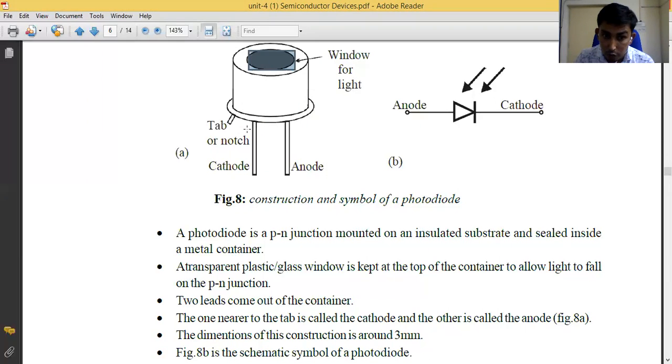We take out two leads. The leads are called the cathode and anode. In the market, the physical photodiode has a tag to indicate the cathode and the anode. The terminal which is near the tag is called the cathode, and the other one is called the anode.